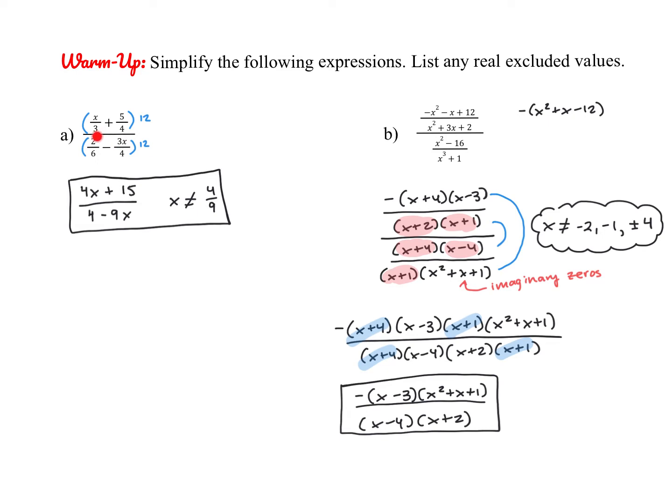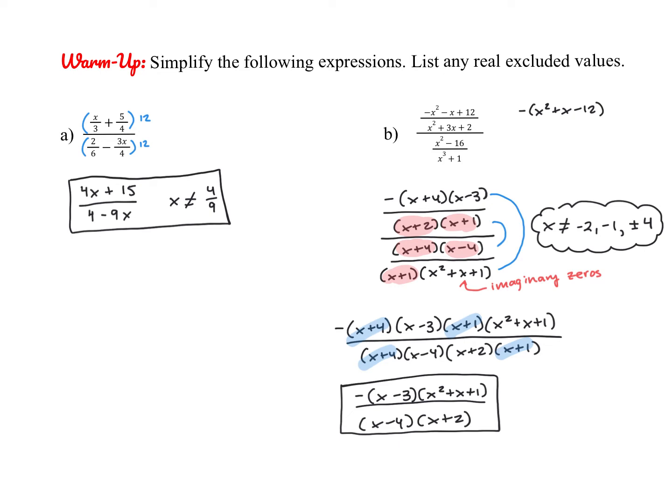So for part A, if you find the least common denominator of 3, 4, 6, and 4, that's 12. So if you multiply the numerator and denominator by 12 and you distribute, it cancels out the fractions within your numerator and denominator, and you're just left with 4x plus 15 over 4 minus 9x. Here, there's nothing you can do to simplify that, so that means you're done, and your only restriction is that x cannot equal 4 over 9.